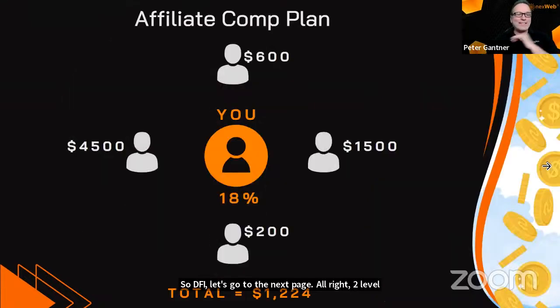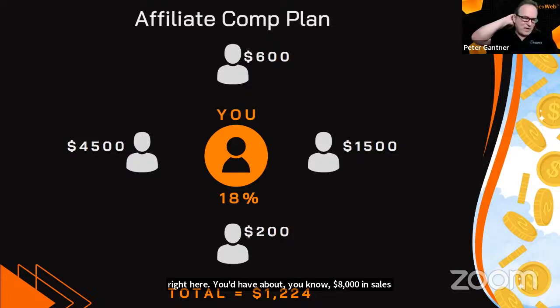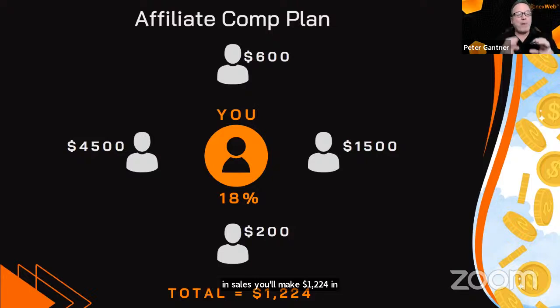So our first level is 18%. You have somebody come, whether they buy a DFY airdrop package only or the membership, it's 18% of whatever they spend. In this hypothetical, you'd have about $8,000 in sales total, 4,500, 1,500, 600. So 6,800 in sales. You'll make $1,224 in commissions paid in USDC on the Polygon chain.